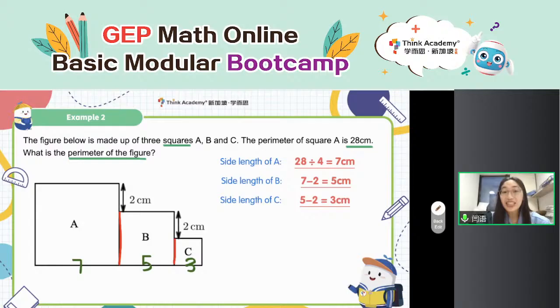Then following this, think about it. What is the total length of the figure? Okay, again, have a try. If you know that it is 7, it is 5, it is 3, then how can we figure out the total perimeter? What is it?